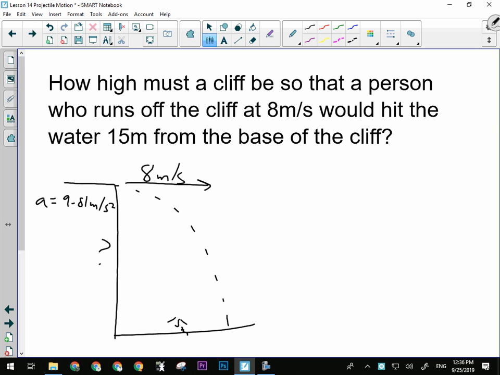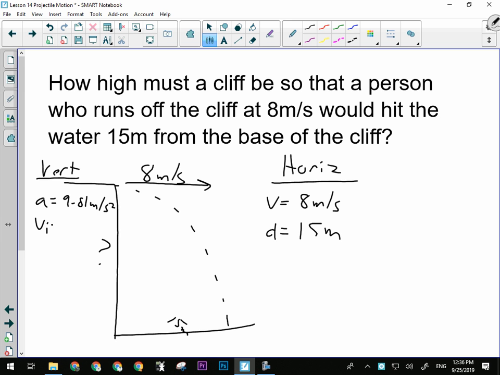Okay, so here's what we have to remember. Any projectile motion problem, whether it's projected horizontally or projected at an angle, needs to be divided up into its vertical component, which undergoes accelerated motion, and its horizontal component that undergoes constant velocity. So from a horizontal perspective, we know how fast the person was running, and we know how far they traveled. From a vertical perspective, we know the acceleration, and we also know the initial vertical velocity. How fast are they going vertically when they run off the cliff? 0.